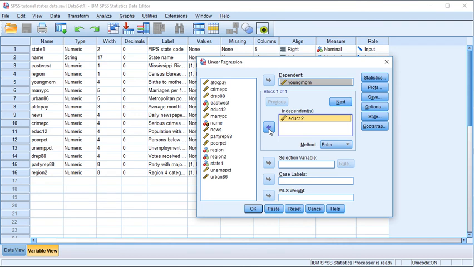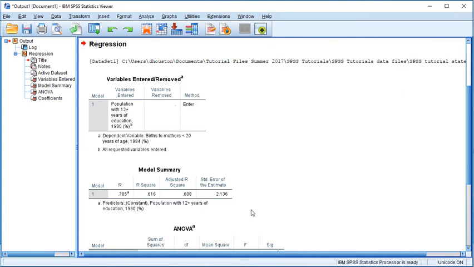I'm not going to worry about any of the statistics or the plots or options here. There's a lot you can do with the SPSS regression routine. I'm just going to show the basic OLS regression model. So I'll click OK, and we'll look at the output.